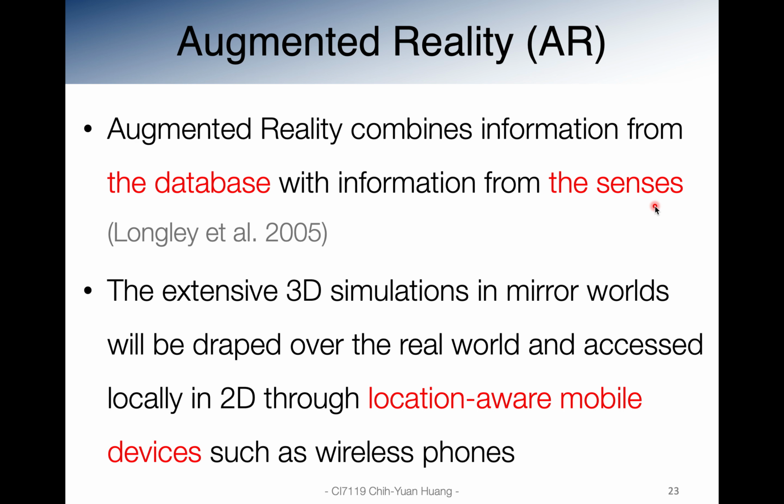For example, the small monster just appears in the middle of the air, and it doesn't consider whether that location is reasonable or not. It just appears over there. Basically, AR is like dropping certain information over the real world, and then you can access that information locally in a 2D view, usually on a location-aware mobile device, for example, your smartphone.